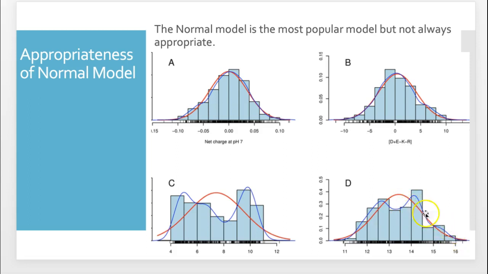Maybe slight skews, kind of hard to tell, but maybe these models aren't appropriate. But really, when we're looking at these histograms, looking for unimodal and symmetric and no outliers, we're kind of looking for, can we model this with the normal curve? Okay, the normal curve. So that's what we get right there.